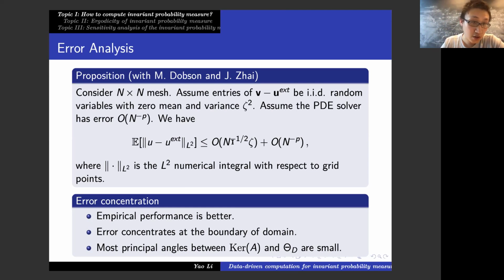There are a couple of reasons, but it's hard to give proof. But the empirical performance is much better than this n^(-1/2). Part of the reason is that all of the error after the projection concentrates at the boundary of the domain. And why? This is because the principal angle between the kernel A and the theta D, the subspace spanned by the boundary, usually is pretty small. But again, this is not very easy to prove unless you just study the specific kernel.